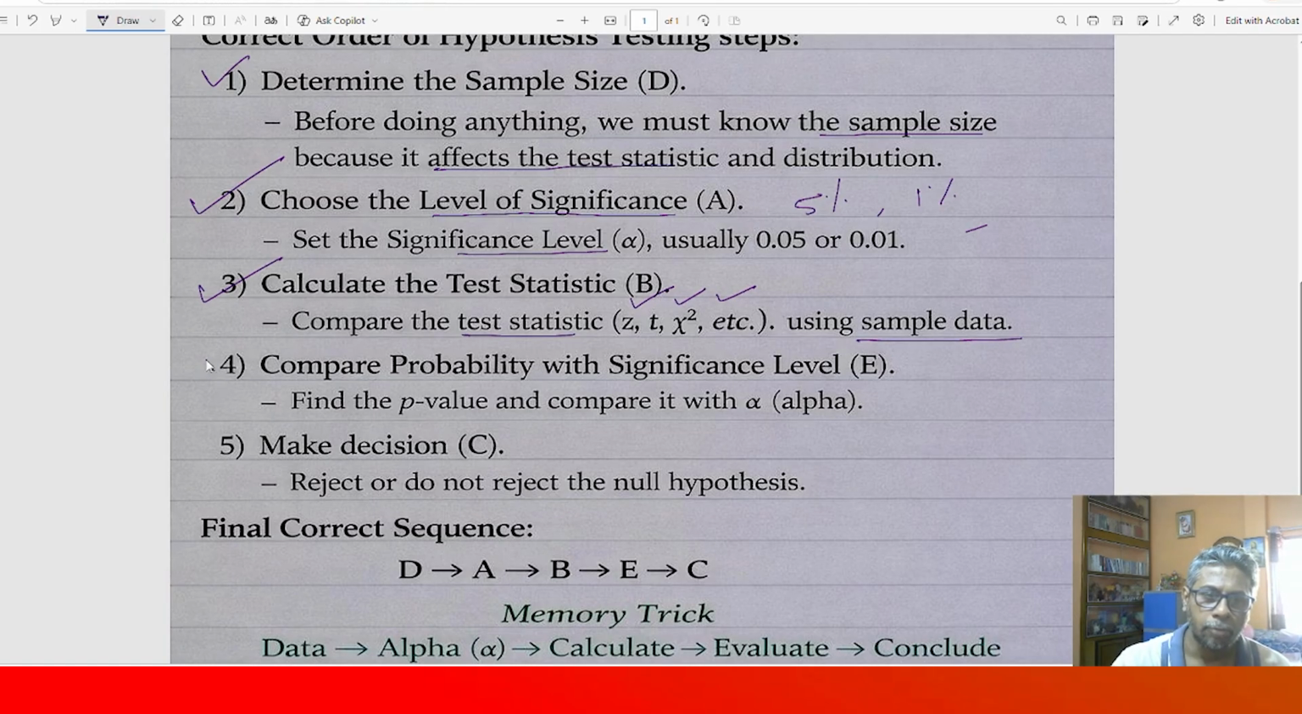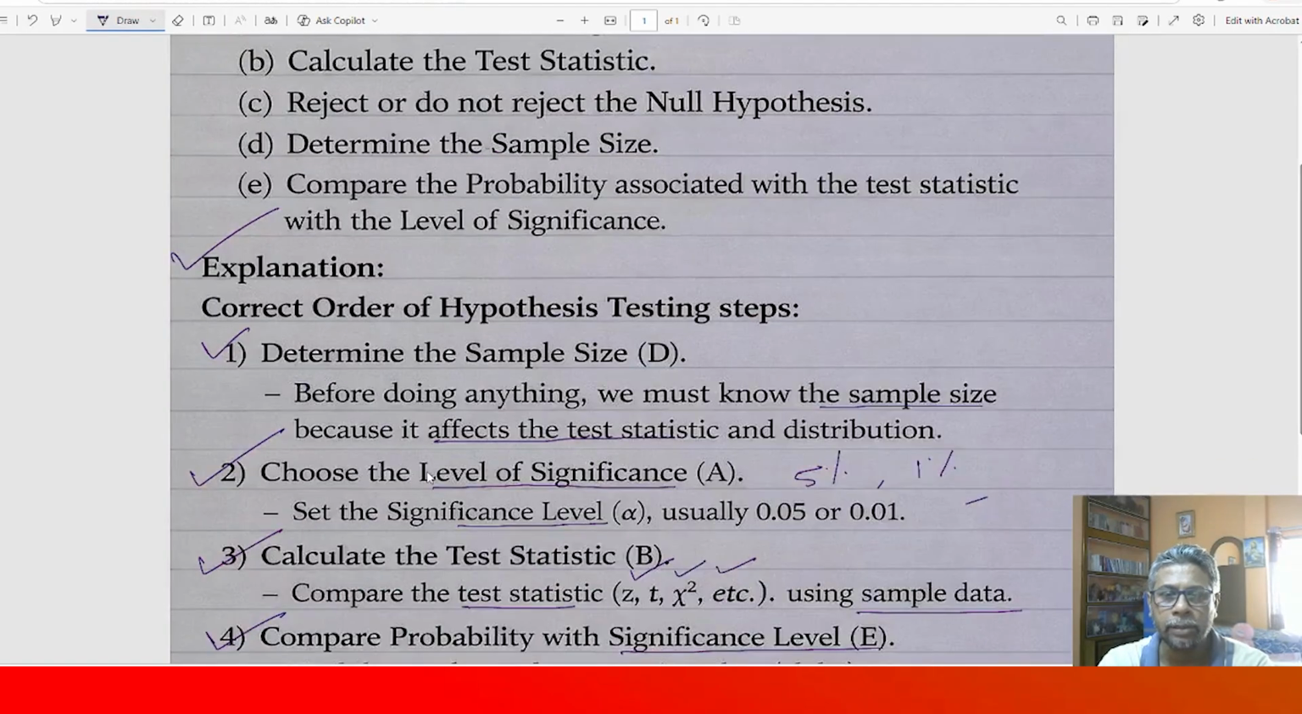Fourth step, compare probability with significance level. You find the p-value and compare it with alpha, the significance level. Finally, make the decision: reject or do not reject the null.